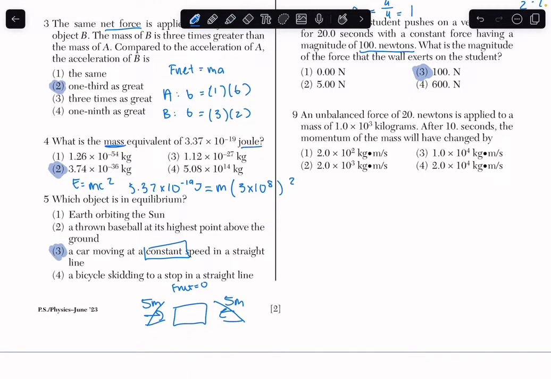Number 9. An unbalanced force of 20 newtons is applied to a mass of 1 times 10 to the third kilograms. After 10 seconds, the momentum of the mass will have changed by... So the change of the momentum of the mass is change in momentum. And if you look at the reference table, we have our equation. Change of momentum equals F net times T. So we have our F net, 20 newtons, and we multiply that by 10 seconds. That's going to be equal to 200, which is just number 1, 2 times 10 to the second.